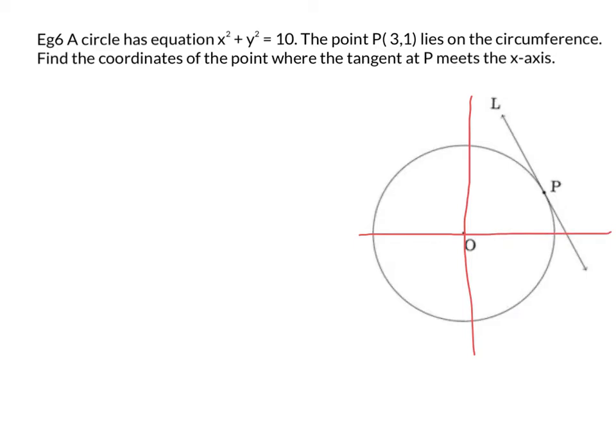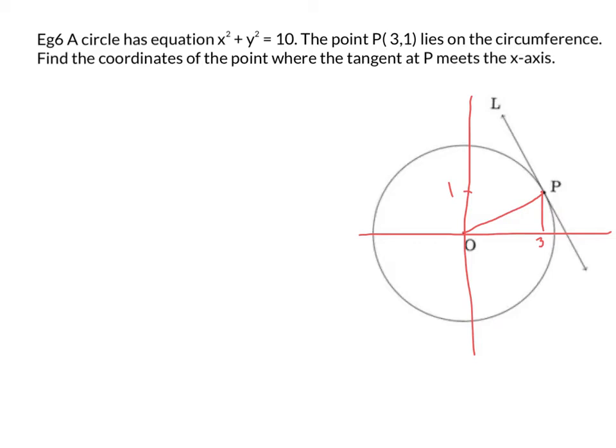I saw in the question it talks about finding where something meets the x-axis, so I thought it would be good to have an x-axis drawn in. And the point P is at the point 3, 1. So I'm just going to draw on even this triangle, could be useful. So 3 across and then 1 up.